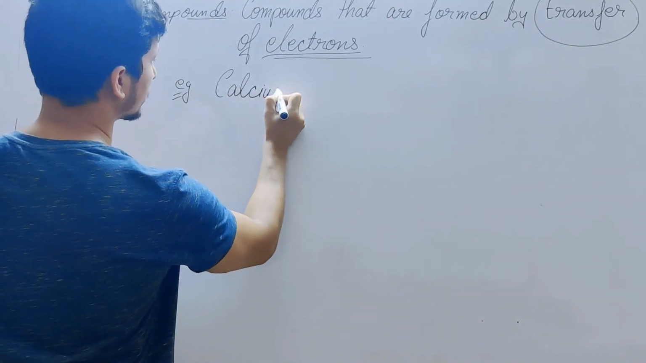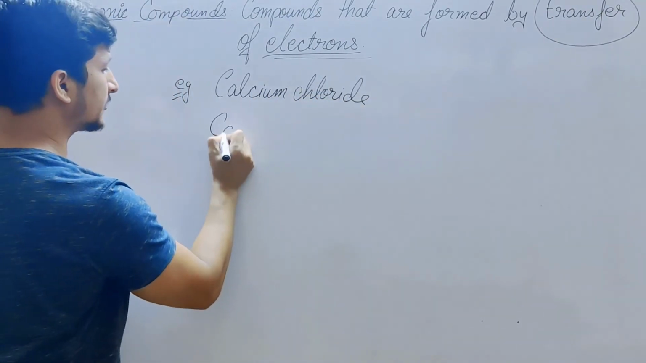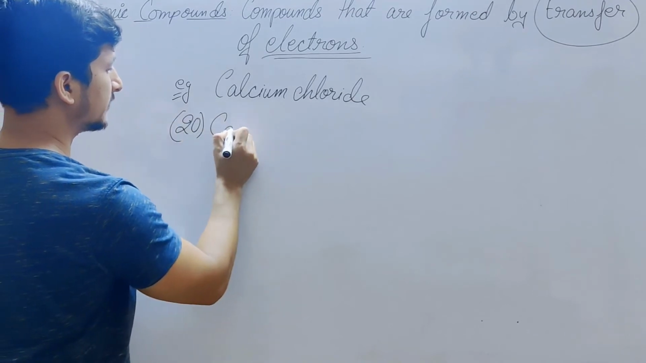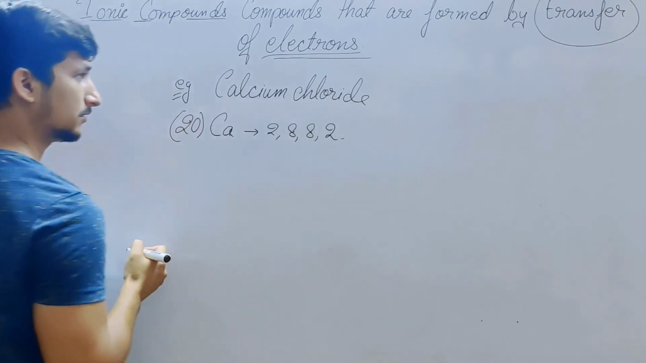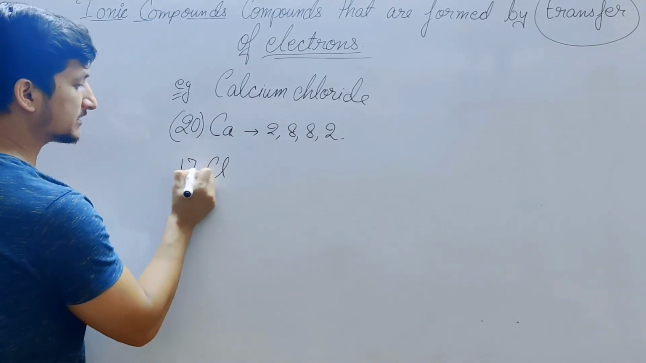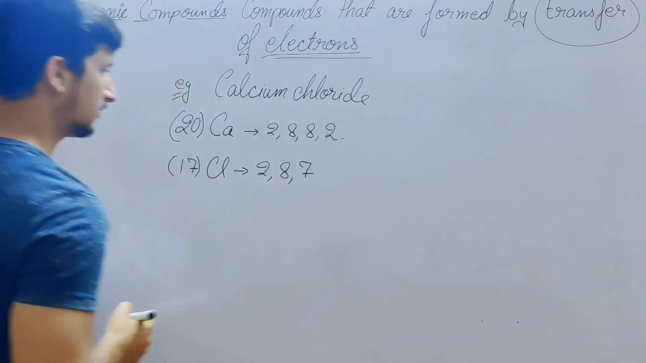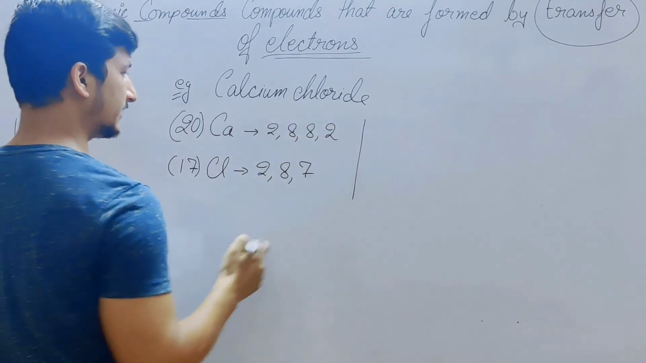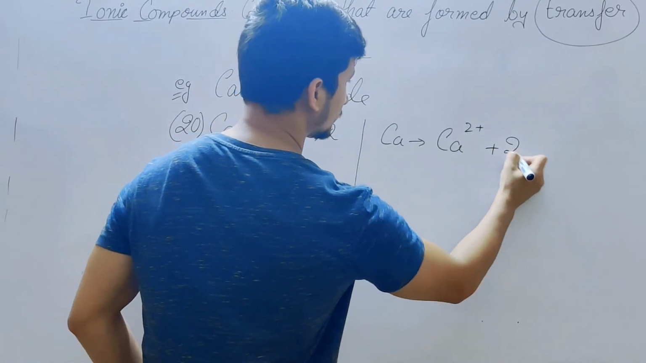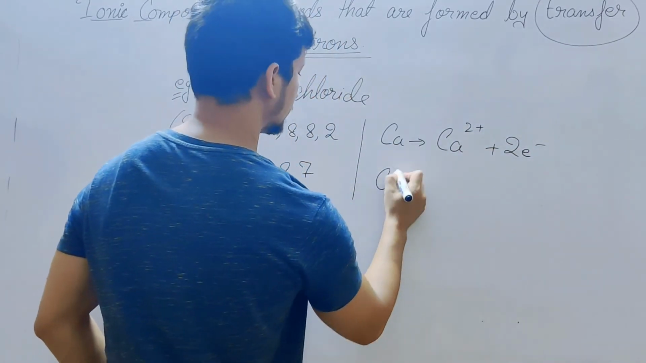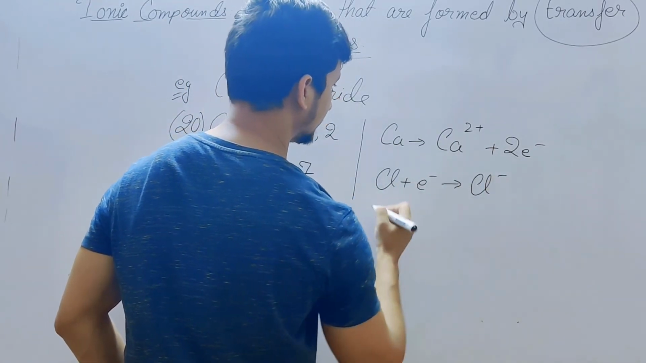Calcium chloride. Now look, calcium having atomic number 20 will have electronic configuration 2, 8, 8, 2. Chlorine having atomic number 17 will have electronic configuration 2, 8, 7. Now here calcium wants to lose 2 electrons, so calcium will form a 2 positive cation, 2 electrons will be lost, whereas chlorine wants to gain 1 electron, so it will form Cl negative anion.